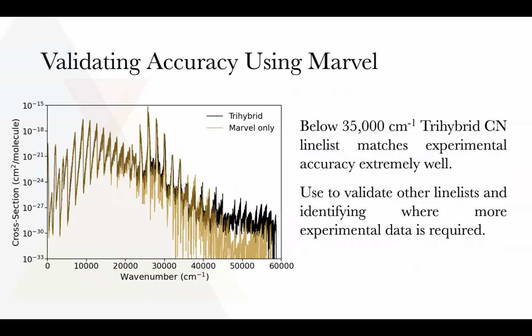We can use this to validate and explore where we might need more experimental data. For CN, below 30,000 wave numbers, our line list matches the experimental data very well. We see that above 30,000 to 40,000 wave numbers, we are tending to rely more on our theoretical data than any experimental data available. This can be used to validate other line lists and identify where more experimental data is needed.